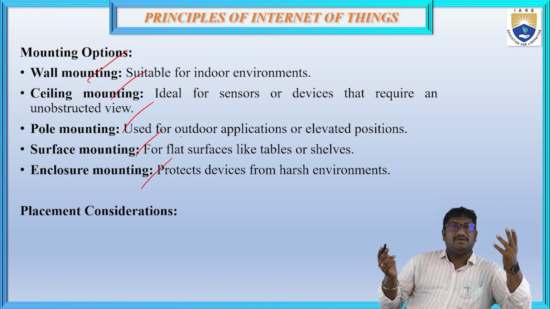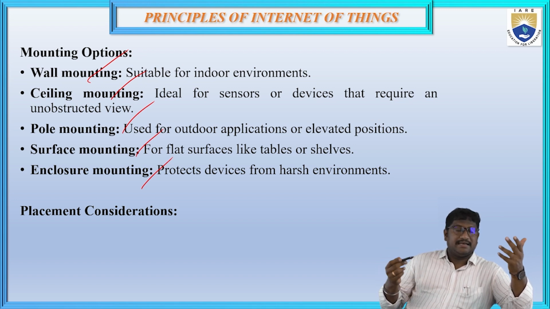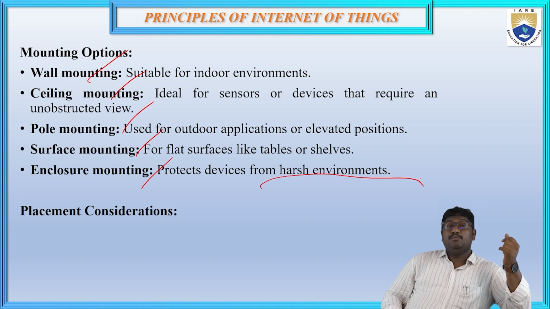Wall mounting means suitable for indoor. Ceiling is suitable for unobstructed view. Pole mounting is for outdoor applications or elevated positions. Surface mounting is for places like tables and shelves. Enclosure mounting is used in harsh environments. These are the considerations for mounting options.